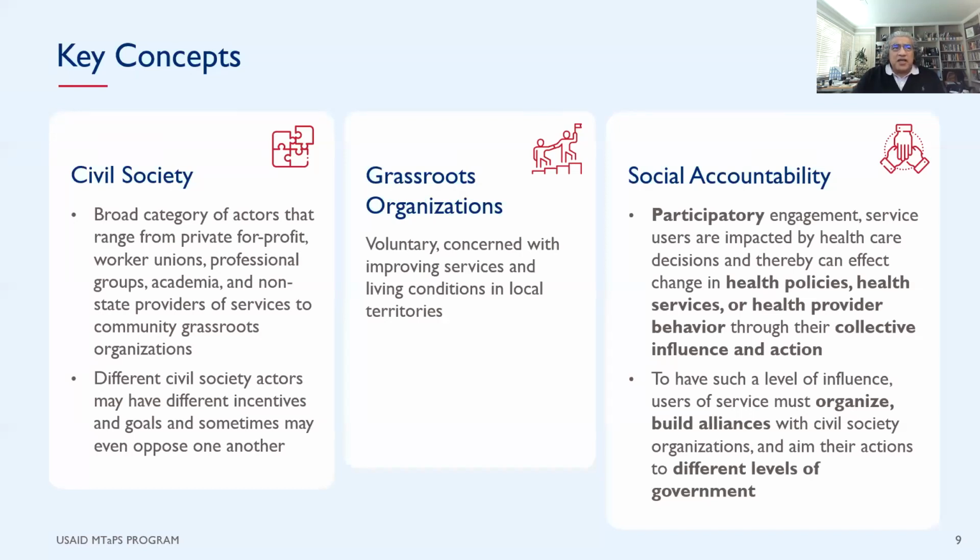So, three key concepts, which are very important. The first one is civil society. What is important here is that civil society is really a broad category of actors and includes grassroots organizations, but also includes organizations that are for profit. And it may include academia as well. But very importantly, not all of them share the same goals and visions. Just because they are civil society doesn't mean that all of them are aligned in the same goals. In fact, in many cases, they are actually opposing each other in terms of the goals.